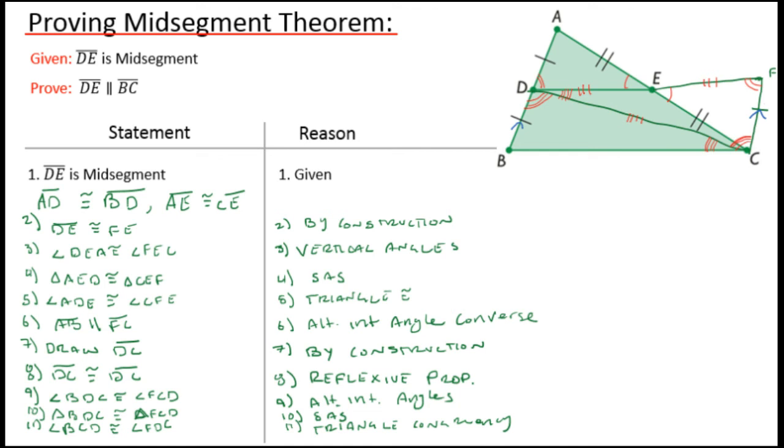And our final step: since we showed that these two angles are congruent, then DE has to be parallel to BC by the converse of alternate interior angles. So what we wanted to show, our final step, is that DE is indeed parallel to BC, reason: alternate interior angle converse. And there it is.